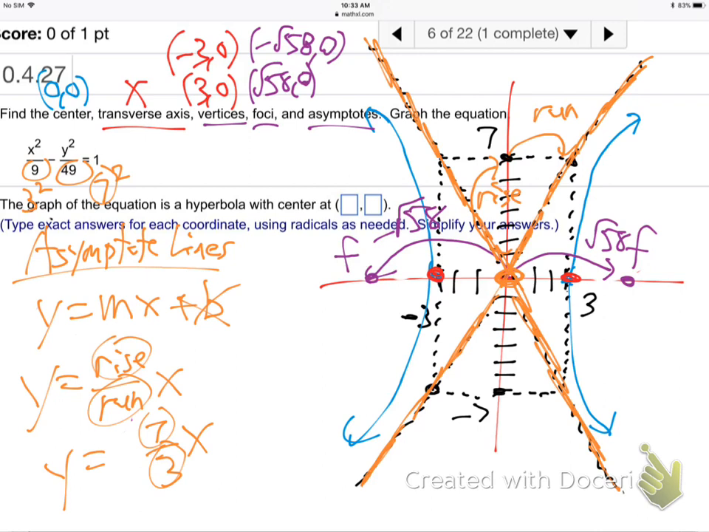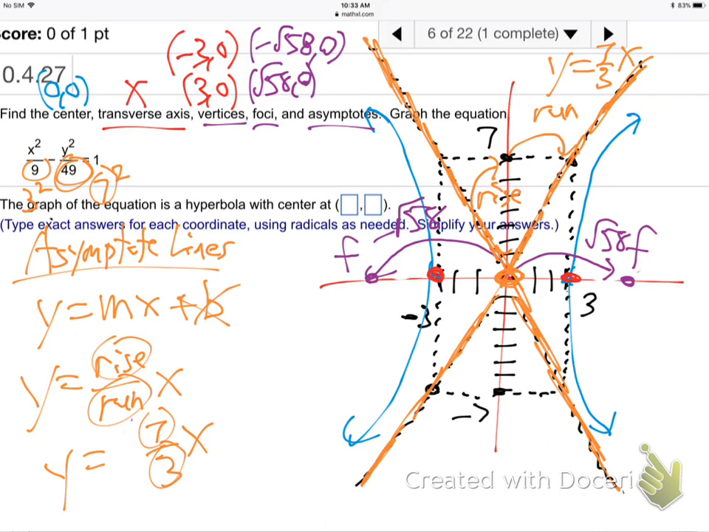And always under y is always up, down, is always rise. And under x is always going to be your run. Now so this line's equation is y equals 7/3 x. That's the equation of that line.